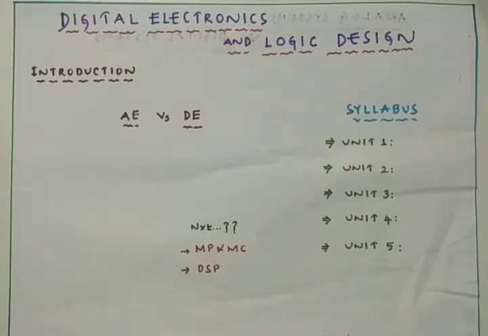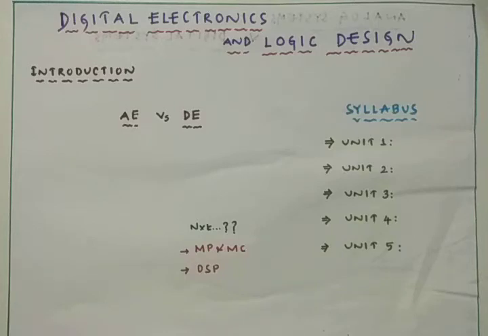In this semester, I am going to handle the subject named Digital Electronics and Logic Design. In short, we can call it as DE&LD. In the last semester, we have studied analog electronics. It is one branch of electronics. In this semester, we are going to study another branch of electronics, that is called digital electronics.